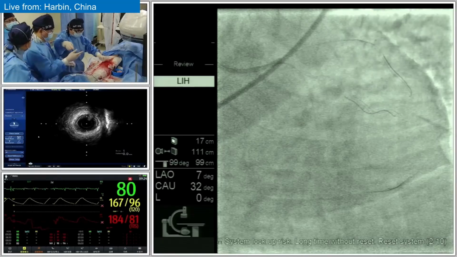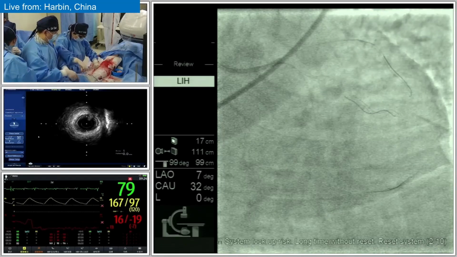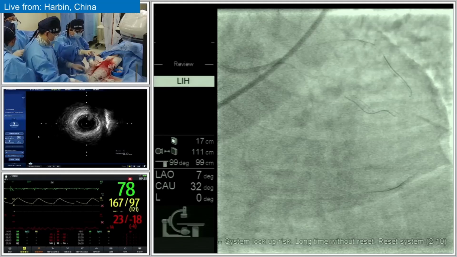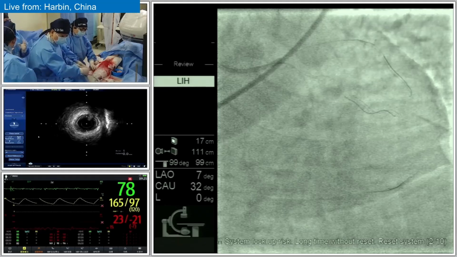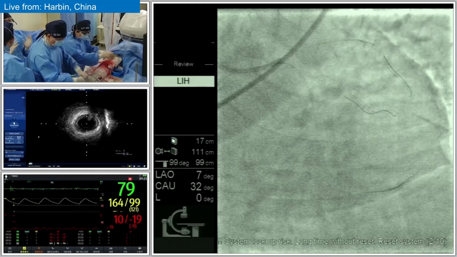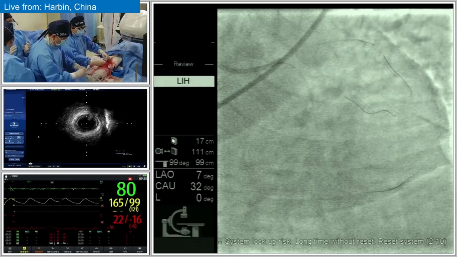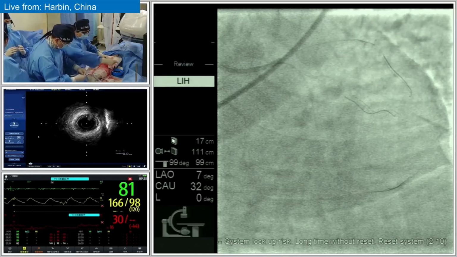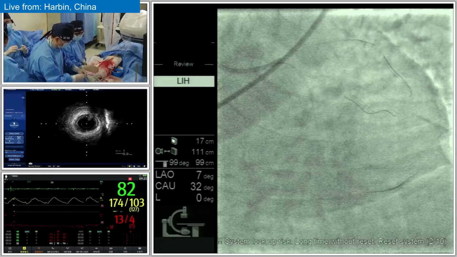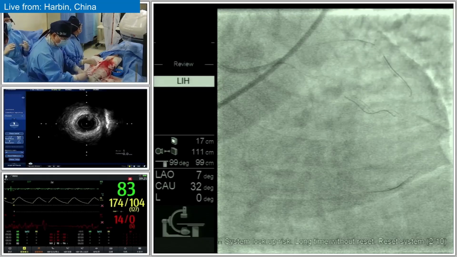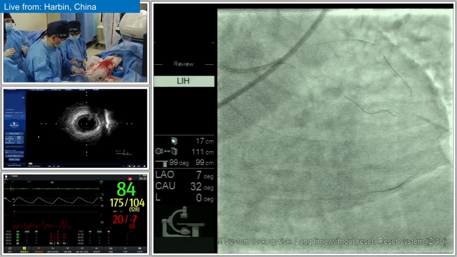Dr. Zhao, actually, this patient was hospitalized in another hospital about 2 years ago, and the circumflex was already occluded back then. Some doctors tried to recanalize the lesion, but they failed. What do you think could be the reason why they failed the first time?